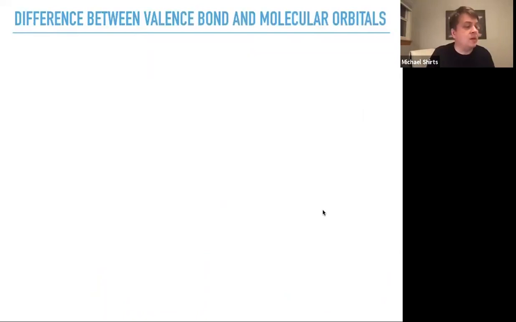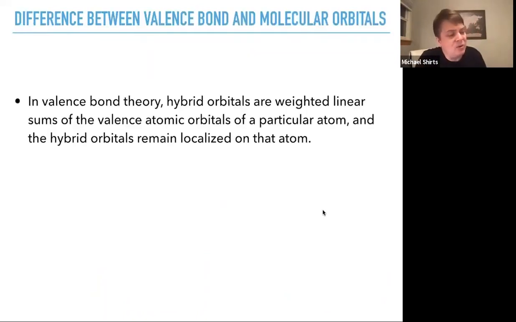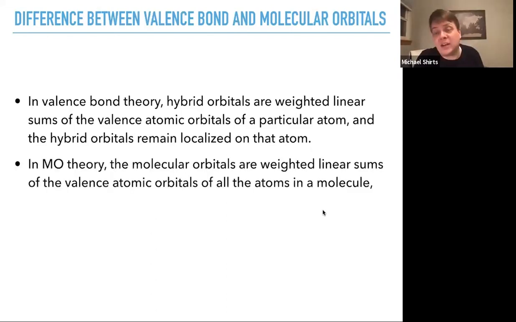Okay, so the difference between valence bond and molecular orbital theory. In valence bond theory, the hybrid orbitals are weighted linear sums of valence atomic orbitals of a particular atom, and the hybrid orbitals remain localized on that atom. We talk about an sp3 orbital on a single carbon atom forming a sigma bond with a 1s orbital on a hydrogen. In molecular orbital theory, the molecular orbitals are still weighted linear sums of the valence atomic orbitals, but of all the atoms in the molecule.